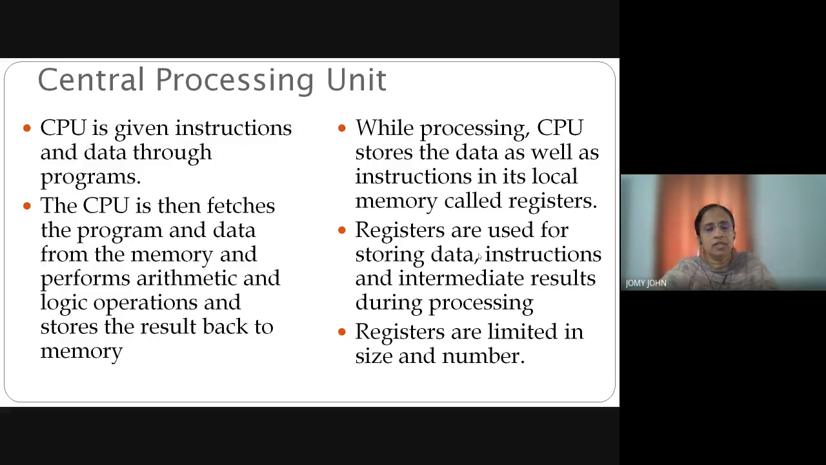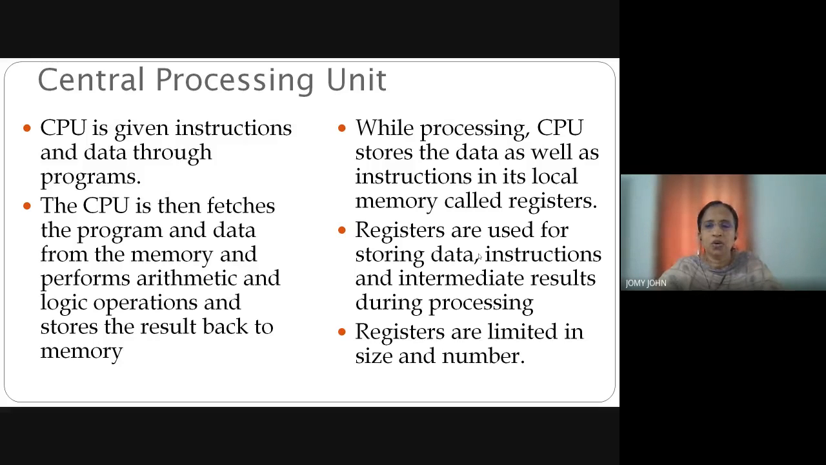While this computation is carried out, the CPU may be required to store some of the intermediate results. So there is a small, fast memory inside the CPU itself. They are known as registers. The CPU stores data as well as instructions in its local memory called registers. Registers are local memory inside the CPU itself. This is very small. It is limited by size and number. It is very small and also very fast.